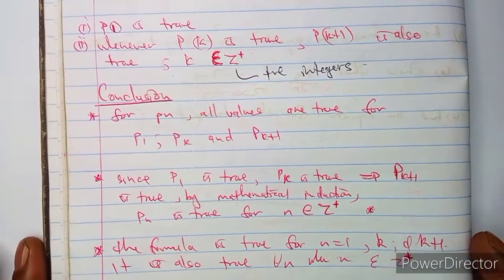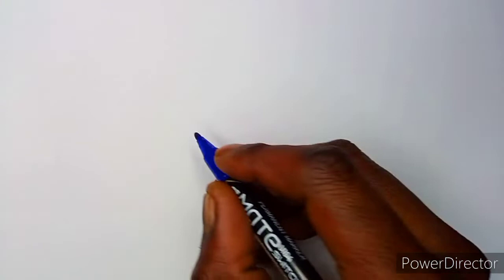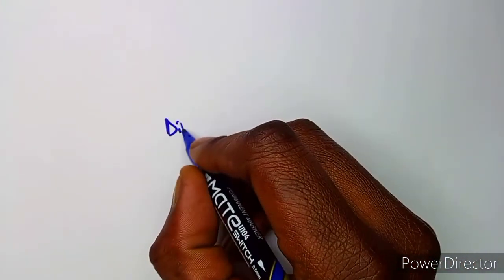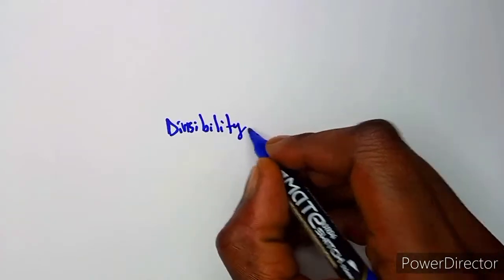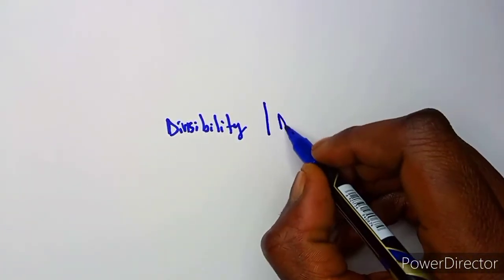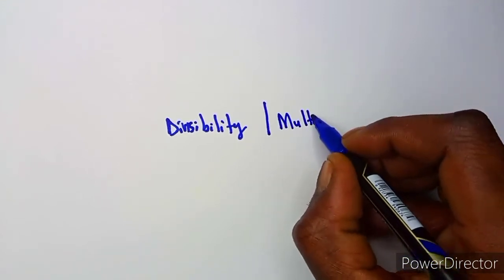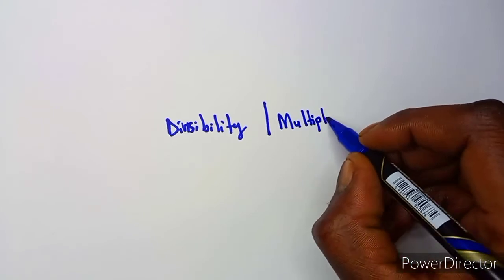I might waste a lot of time just showing you what we have. So we have some types of questions, and the first part that I am going to start with is divisibility, or you are referring to multiples. In this case, that is a multiple.